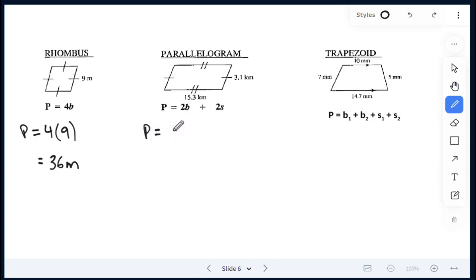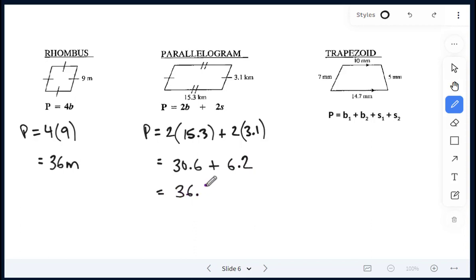For the parallelogram, it's similar to what we saw for the rectangle, but we're using B for base, S for side. So 2 times 15.3 plus 2 times 3.1. And again, you can use your calculator. For 2 times 15.3, we get 30.6, plus 2 times 3.1, we get 6.2. Now we can add those together, and we get a total of 36.8, and the units are kilometers.